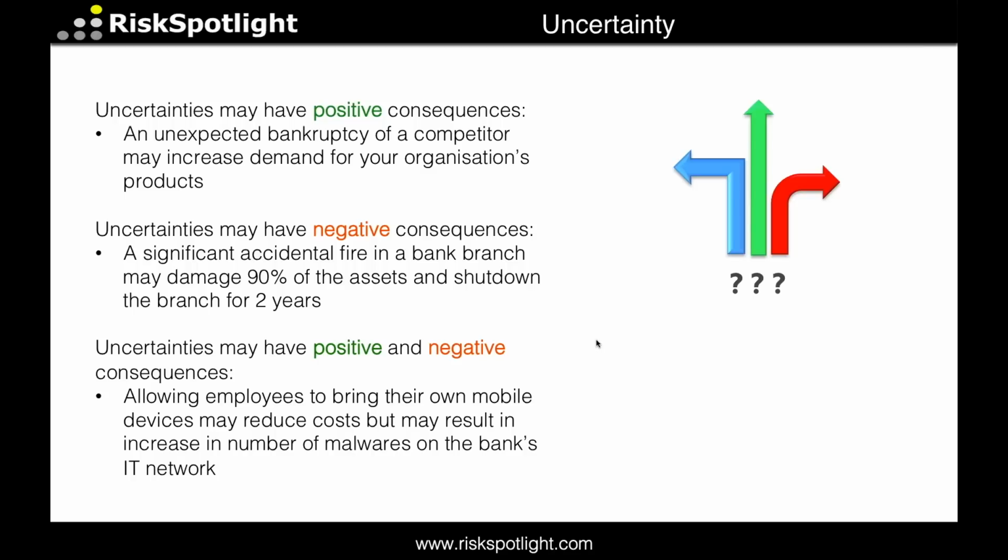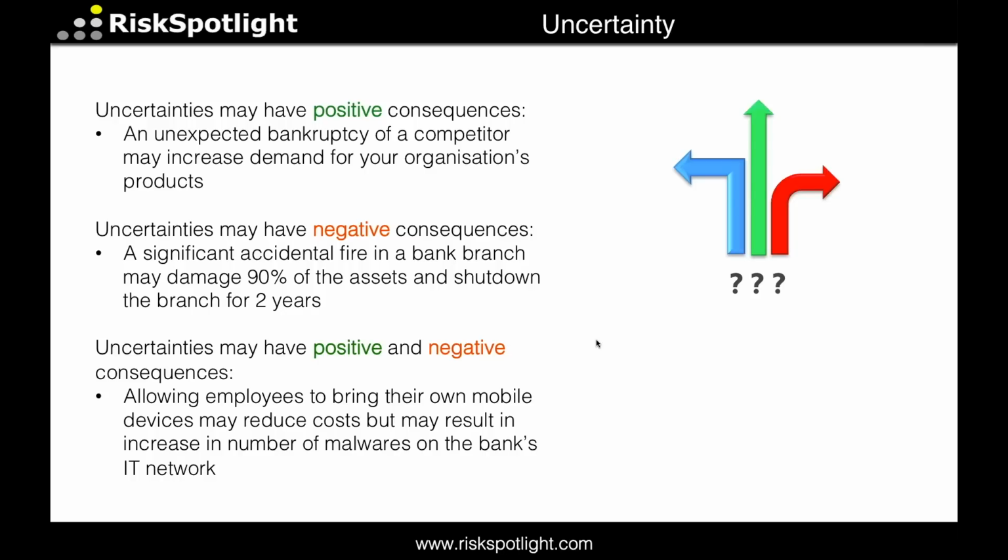Uncertainties may also have negative consequences. If there is a fire at a bank branch, then all the assets may be destroyed or damaged, and the bank branch may be shut down for 2 years. Again, it's an accidental fire. It was an uncertainty, but if it was to happen, then there will be some consequences which will then impact our objectives.